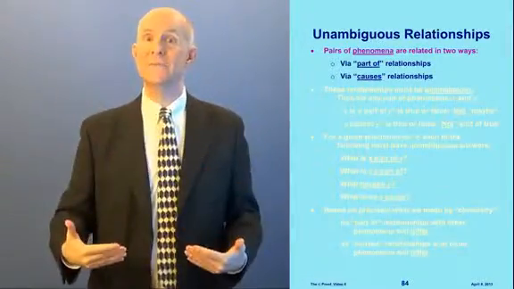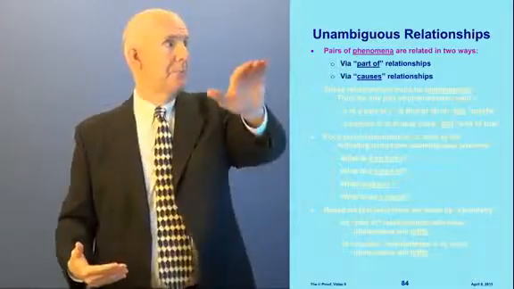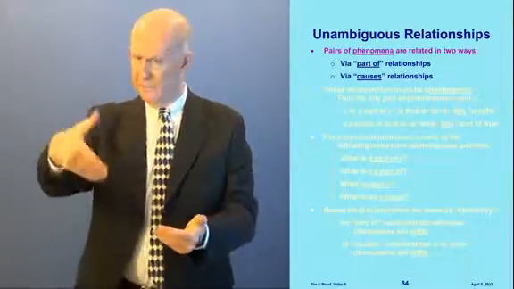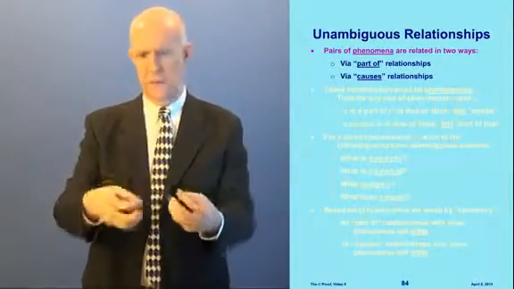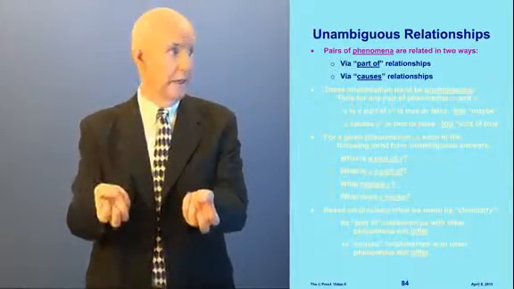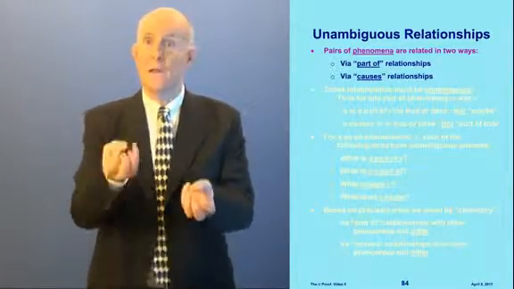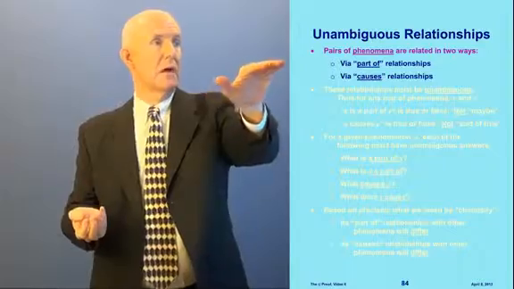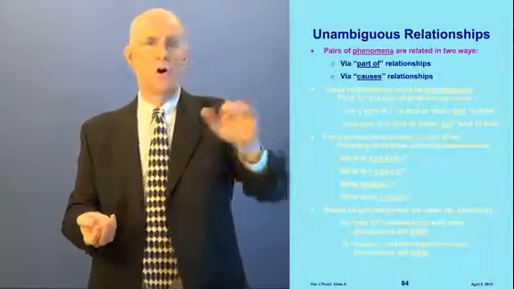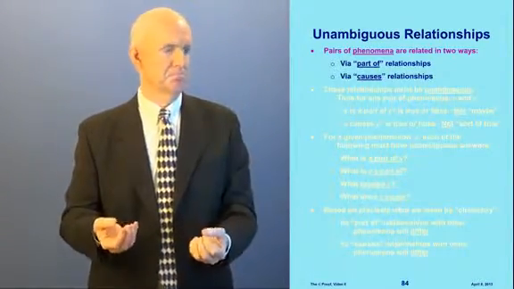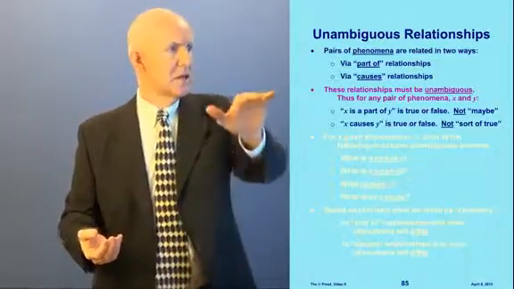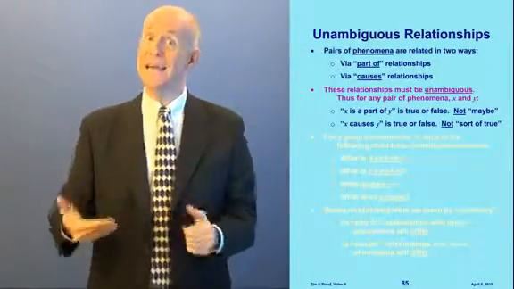Also, relationships have to be unambiguous. If we have a phenomenon here and another phenomenon there, whatever these two phenomena are, I've got one in each hand, they're related in two ways. They're related via a part-of relationship and a causes relationship. And these relationships have to be unambiguous.